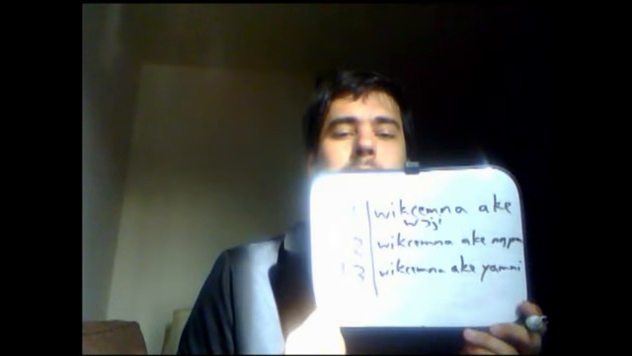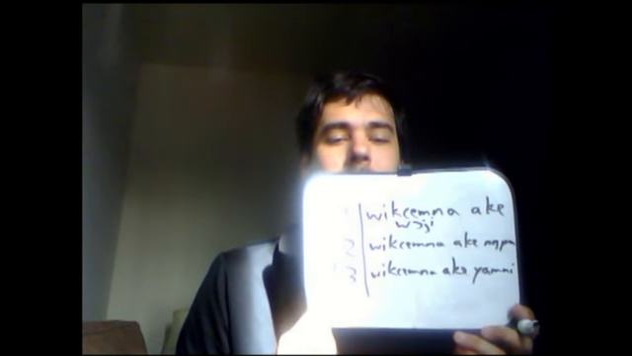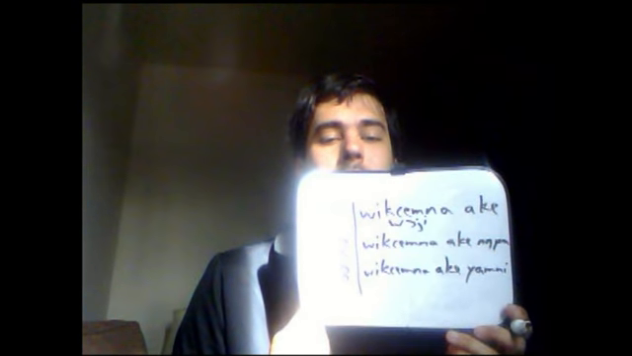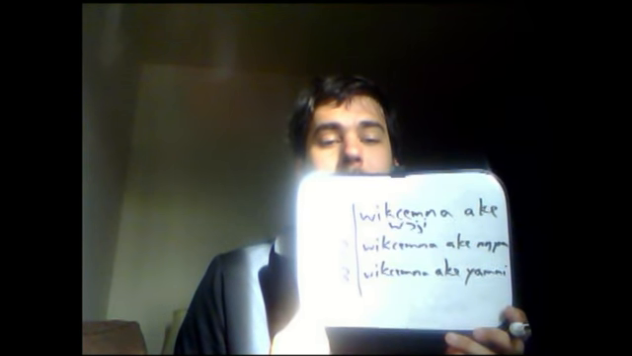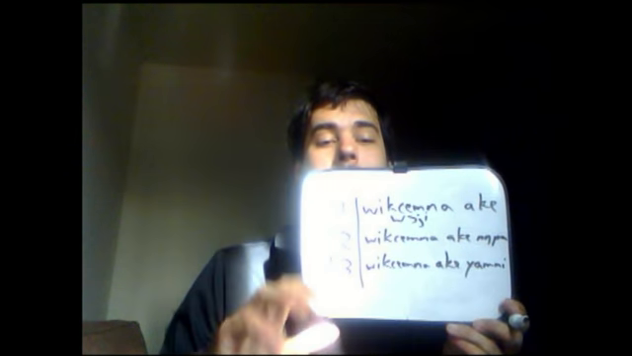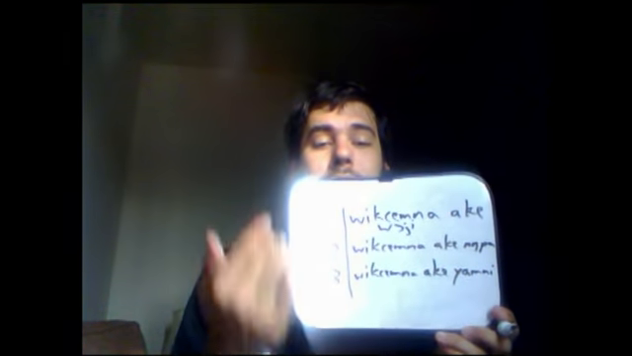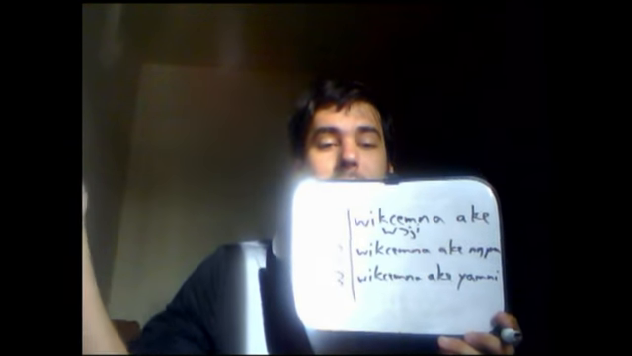Now through the teens, it's just adding this ake and then the extra number. Wikchemna for 10, ake, Wangi 11, Wikchemna ake, Nompa 12, Wikchemna ake, Yamni 13. Although, just for the teens, you can completely remove the Wikchemna and just say ake Wangi, ake Nompa, ake Yamni up to 19, and that is also correct.